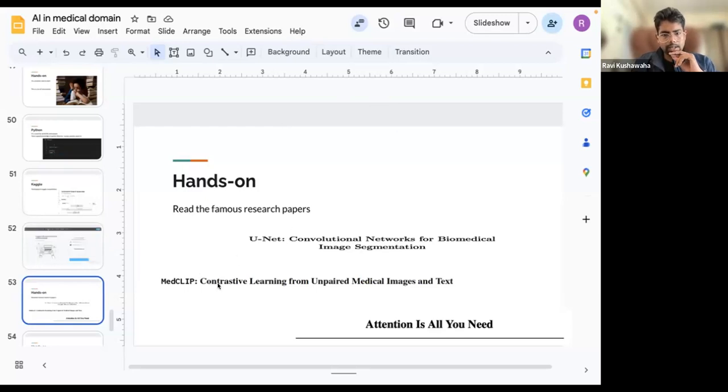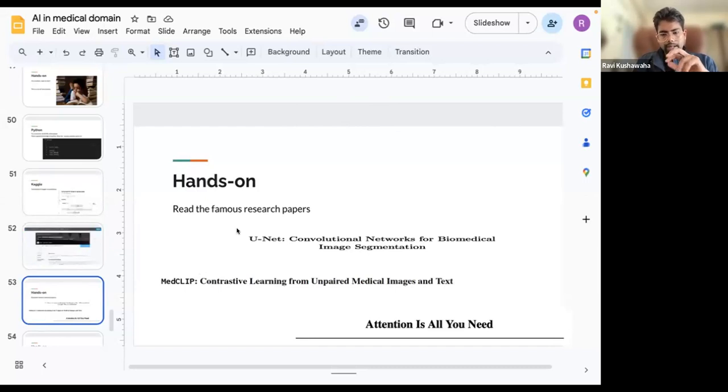Then there is contrastive learning from unpaired medical images and text. So this is the second one. This is a multimodality training of the models. And Attention Is All You Need is a transformer model. You can search for the other research papers which are now state of the art.